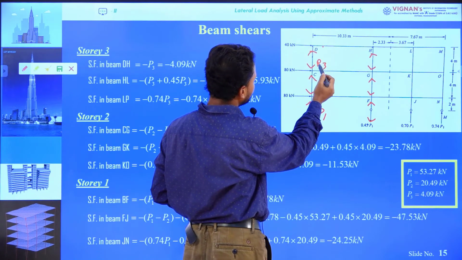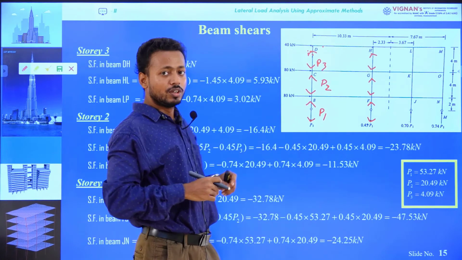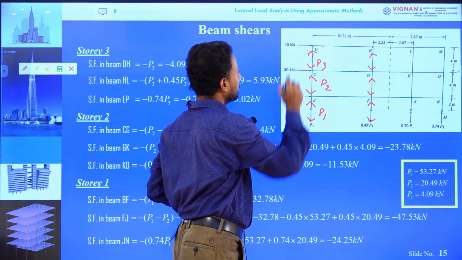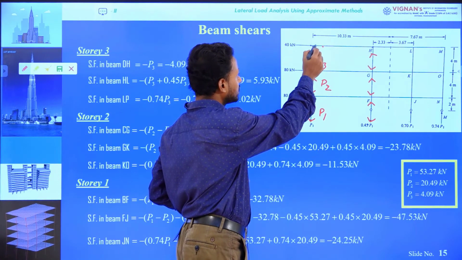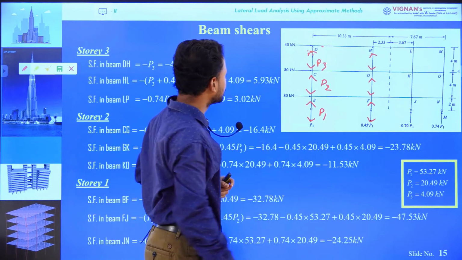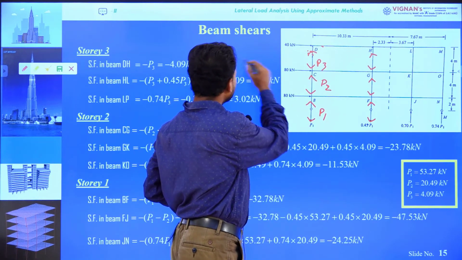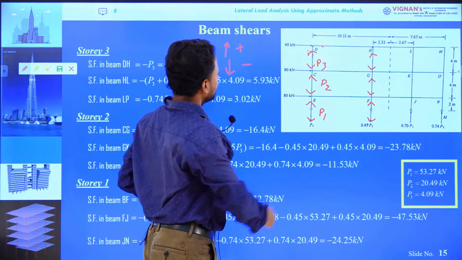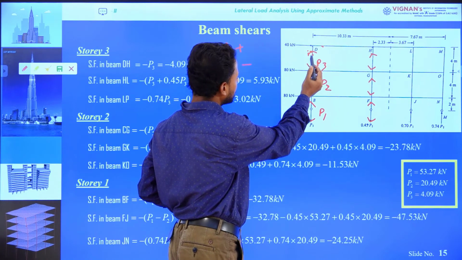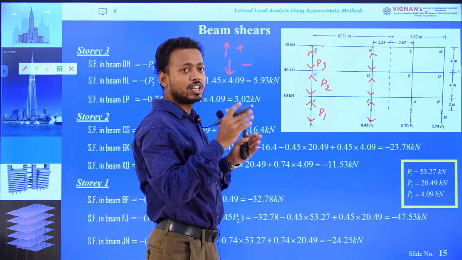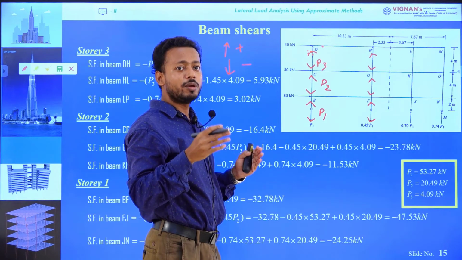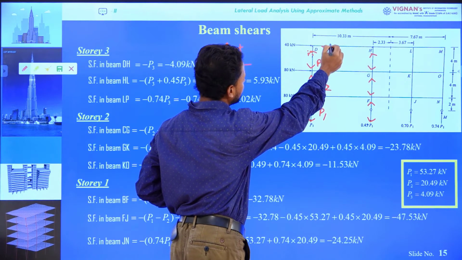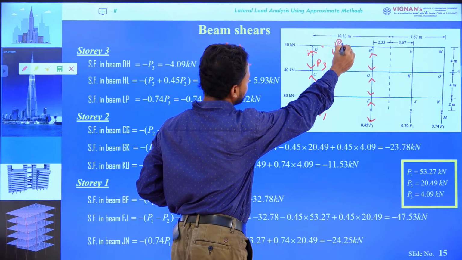So here P3 is acting upward. So while you will calculate the beam shear, the same forces will be acting in this. What are the forces acting in this column? The same forces will be acting in this beam. Okay. So here P3 is acting upward. So upward force will be positive, downward force will be negative. Okay. So in the column P3 is acting upward. While you are calculating in the beam, just reverse the sign and keep the magnitude the same. So as this P3 is acting upward, here the P3 will be acting downward, the same amount will be there.